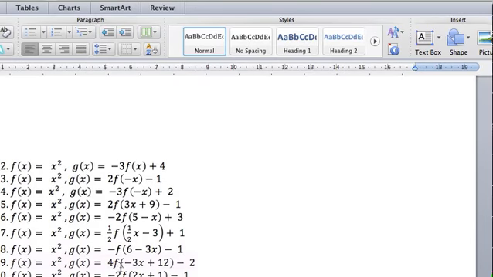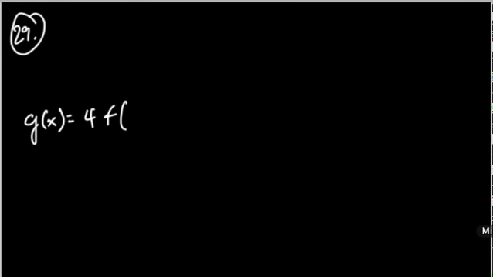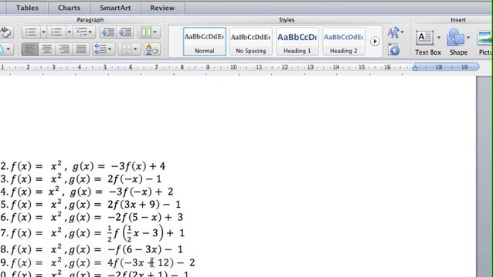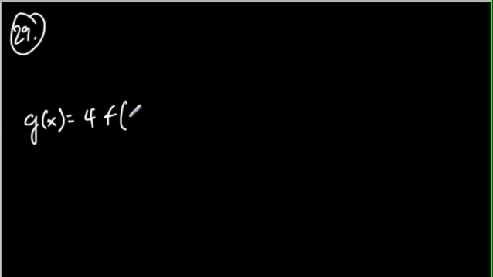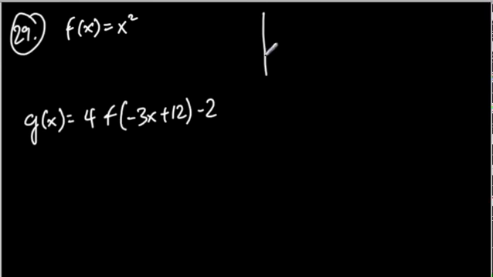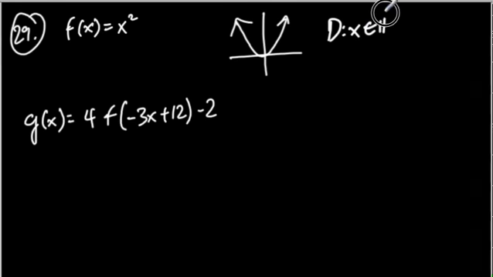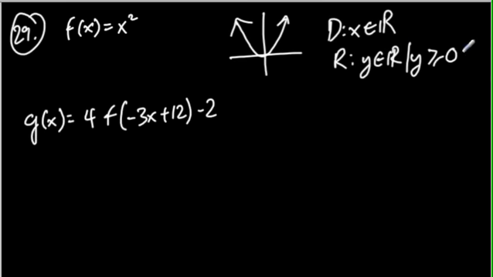29, 4f of negative 3x plus 12, minus 2. Let's do that. So 29. g of x is 4f of negative 3x plus 12, minus 2. Remember, our f of x is x squared, so as always, it would look like this. So the domain is x is an element of reals. The range is y is an element of reals, and y is greater than or equal to 0.